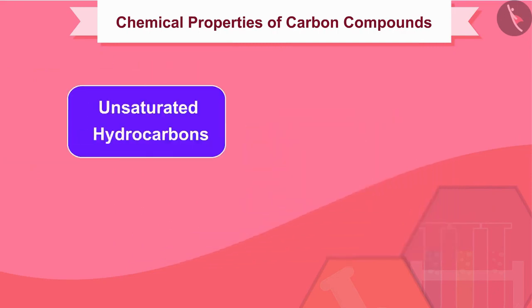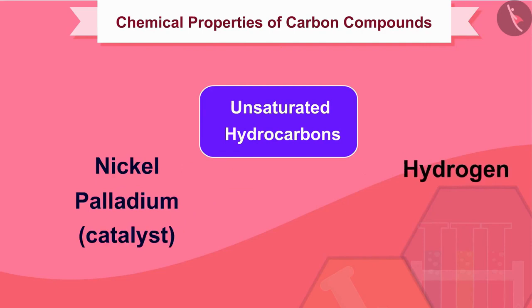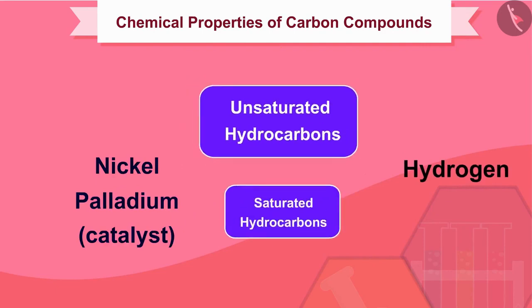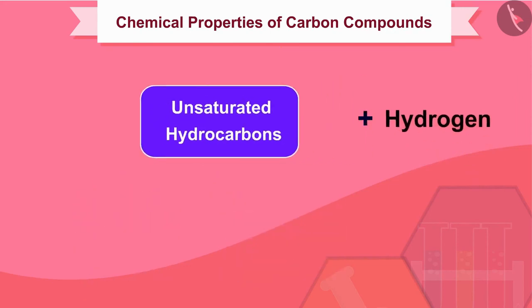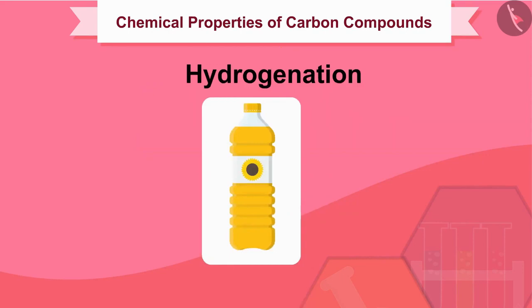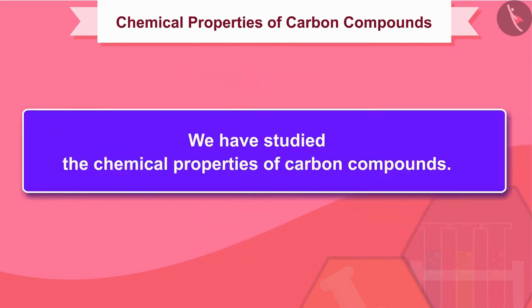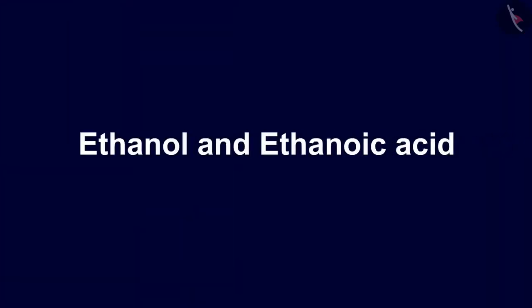In general, unsaturated hydrocarbon add on hydrogen in the presence of a catalyst such as nickel or palladium to form saturated hydrocarbons. The addition of hydrogen to an unsaturated hydrocarbon is called hydrogenation, and this hydrogenation is a process used to prepare vegetable ghee from vegetable oils. Friends, in this video, we have studied the chemical properties of carbon compounds. In the next video, we will learn about ethanol and ethanoic acid.